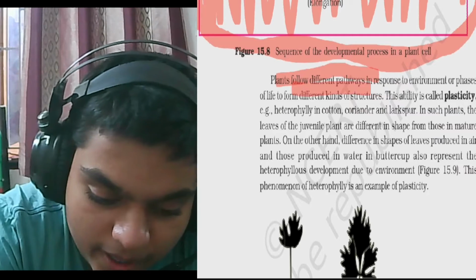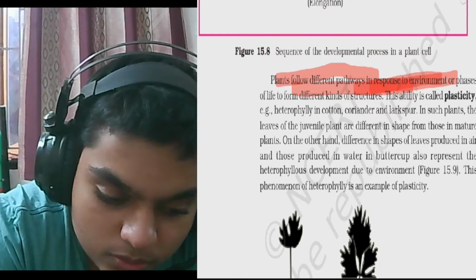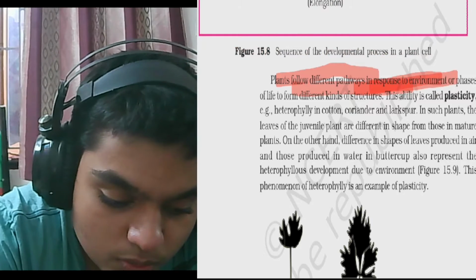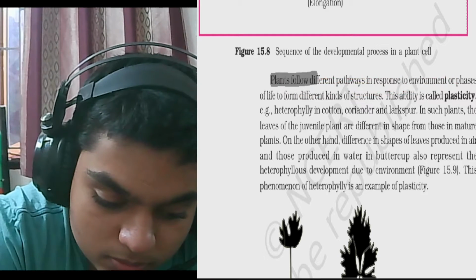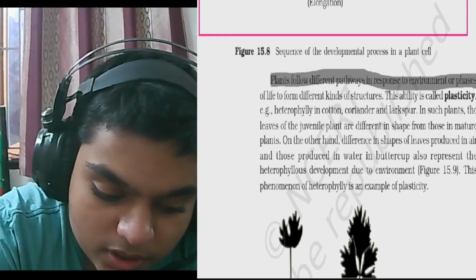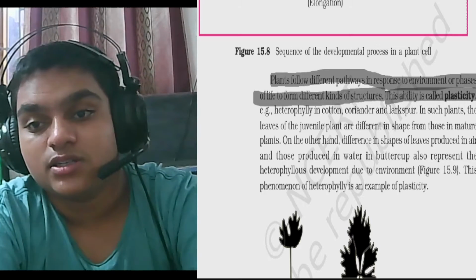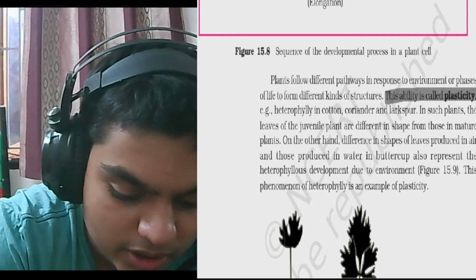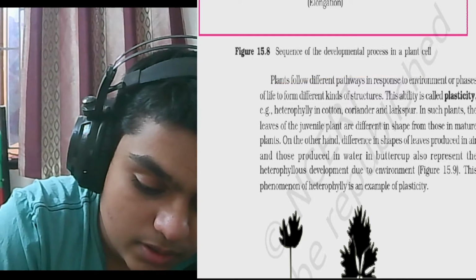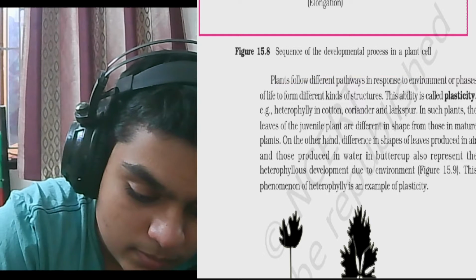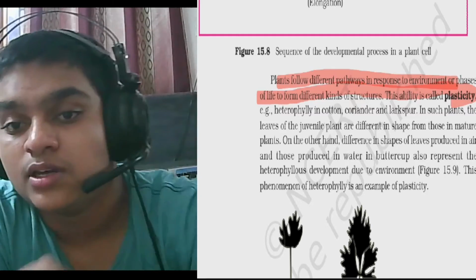Plants follow different pathways in response to the environment, with different phases in their life forms and different kinds of structures. This ability is called plasticity. No need to see the black underline, guys.